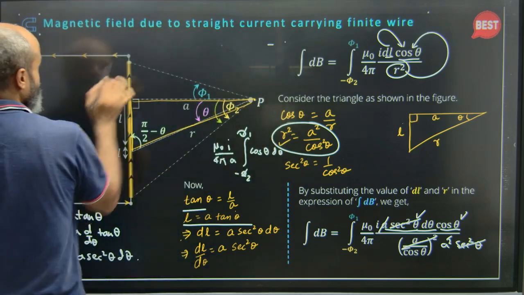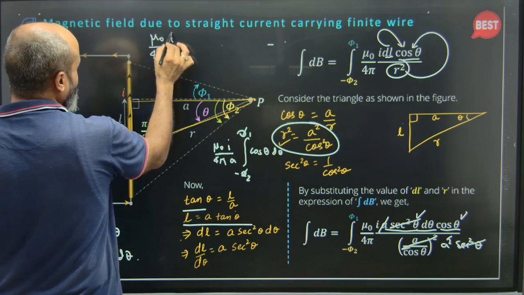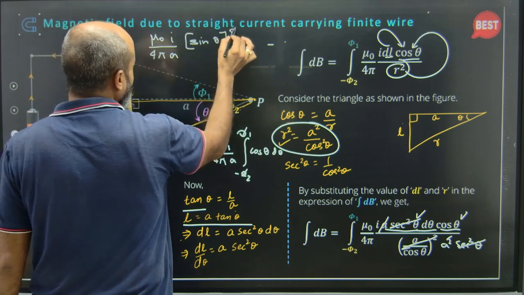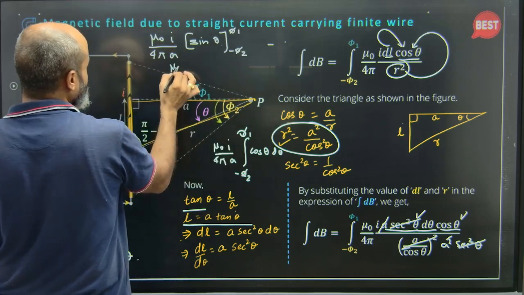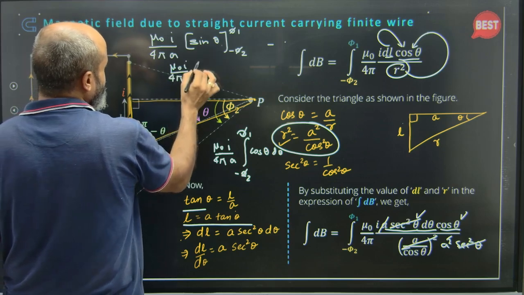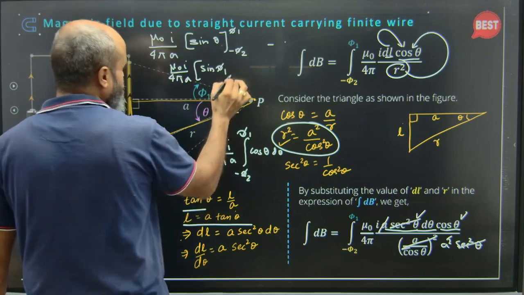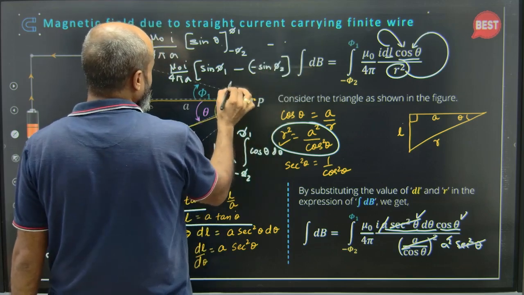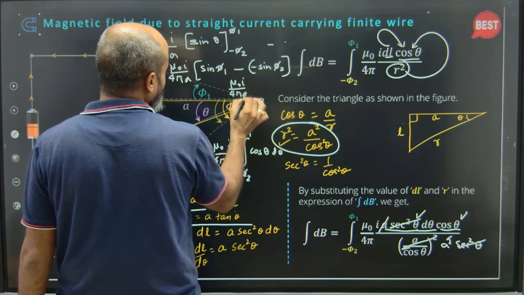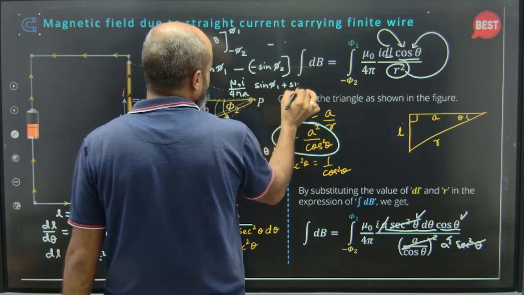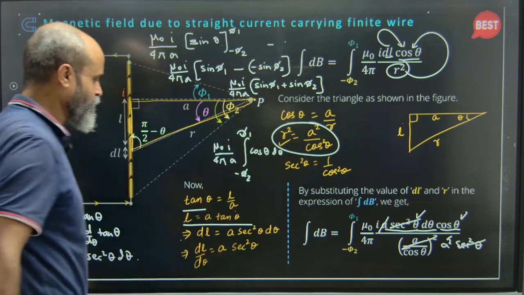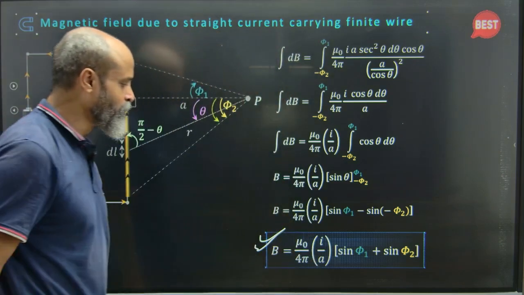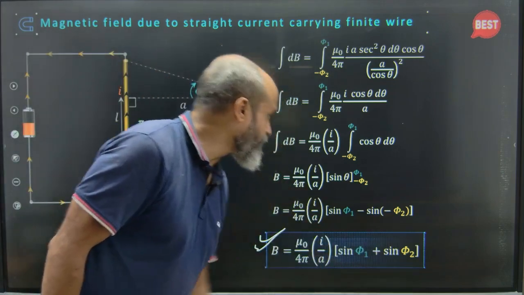So this will be mu naught by 4 pi I by a, sine theta between the limits of phi 1 and minus phi 2. So this will be mu naught I by 4 pi a, sine phi 1 minus sine of minus phi 2. That gives you mu naught I by 4 pi a, sine phi 1 plus sine phi 2. Making sense? So this will be the magnetic field at P: mu naught by 4 pi I by a, sine phi 1 plus sine phi 2.